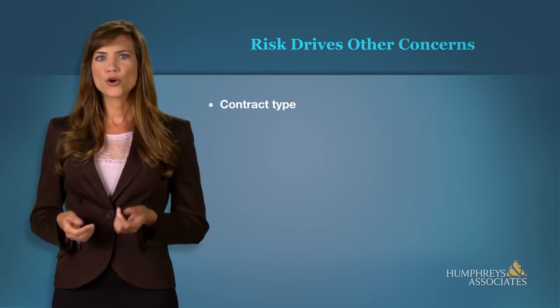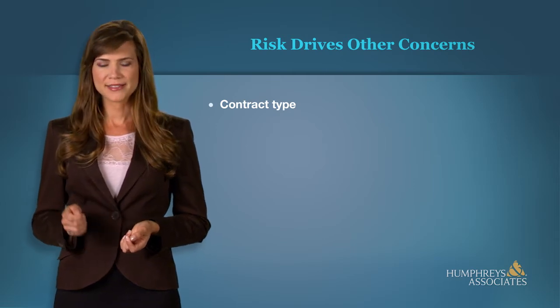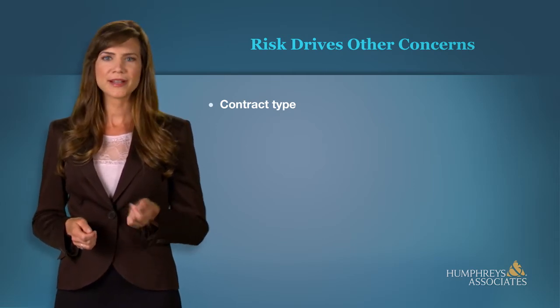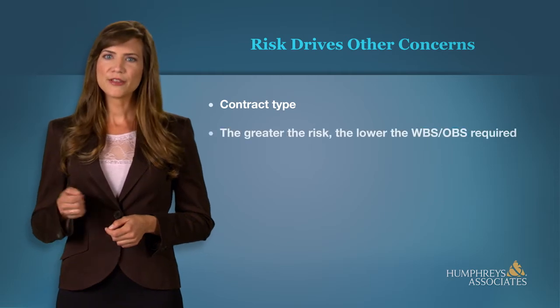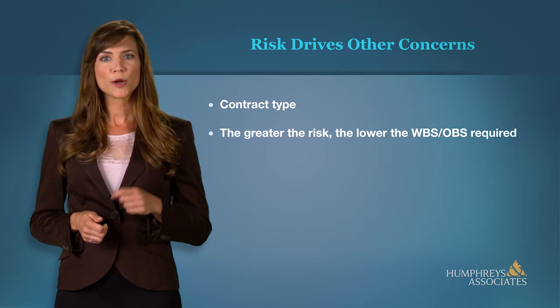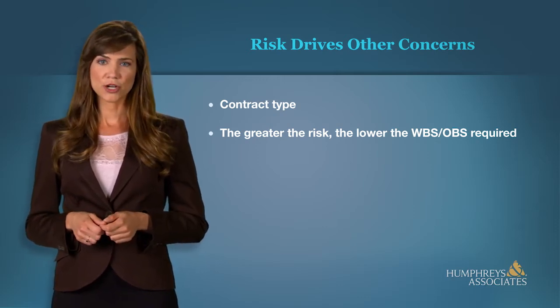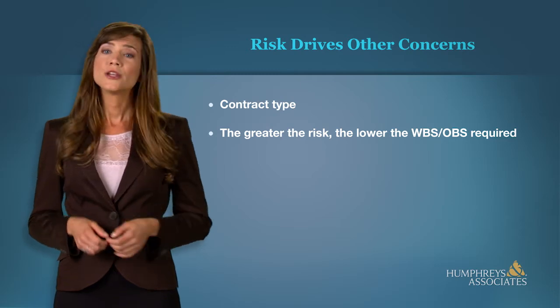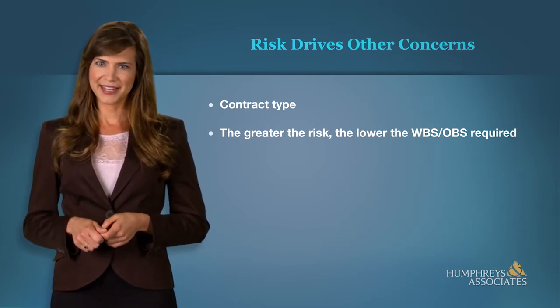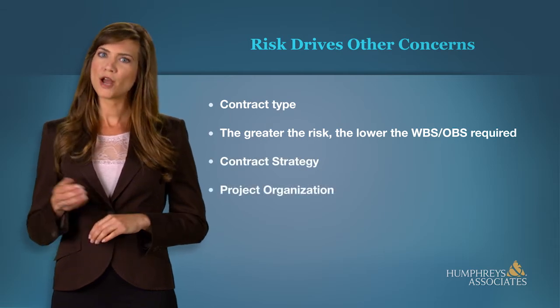If there is little or no technical or cost risk to a customer, a firm fixed price, FFP, contract is typically appropriate. The greater the technical and/or schedule and/or cost risk, the lower in the work breakdown structure, WBS, or in the organizational breakdown structure, OBS, one might go, to ensure that adequate visibility exists. There are many other considerations, of course, that impact project management strategies.